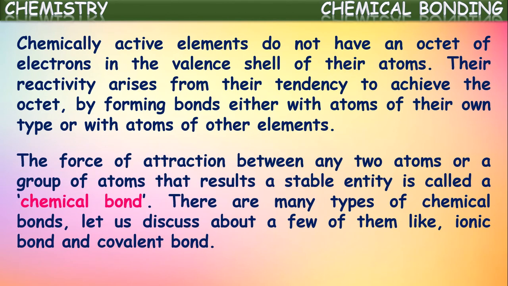The force of attraction between any two atoms or a group of atoms that results in a stable entity is called a chemical bond. There are many types of chemical bonds. Now let us discuss a few of them, like ionic bond, covalent bond, etc.